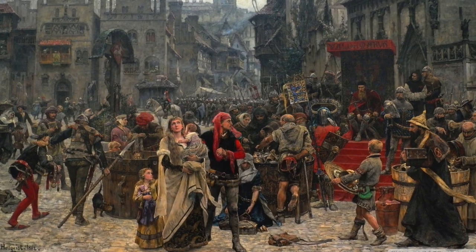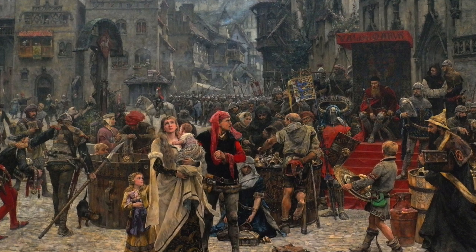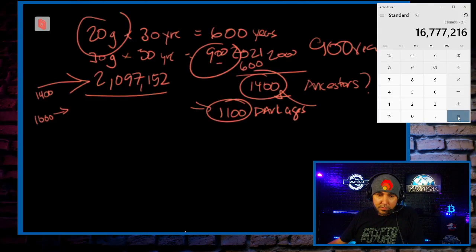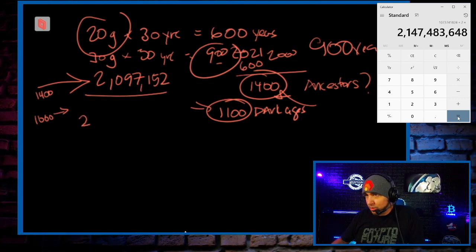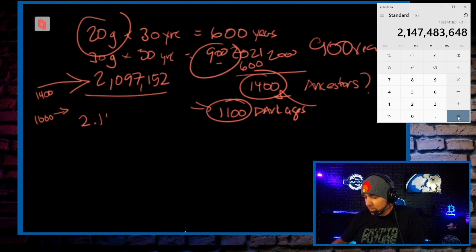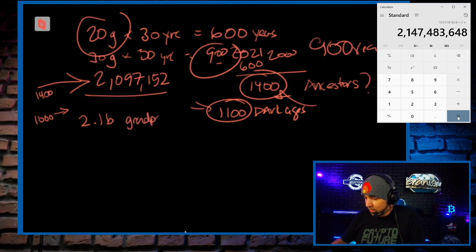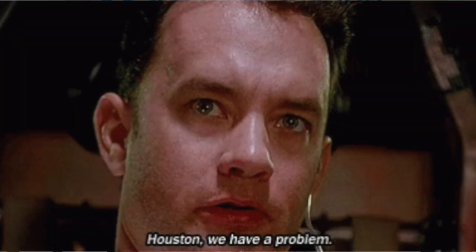How many did I have in the year 1000? So again, we need to add 10 more generations, right? So we're going to go 1, 2, 3, 4, 5, 6, 7, 8, 9, and 10. So in the year 1000, I had 2.1 billion grandparents. Hold on a second. We got a problem. Houston, we have a problem.